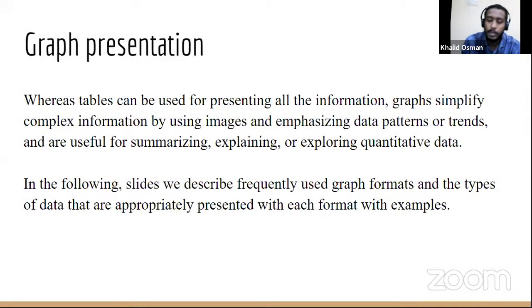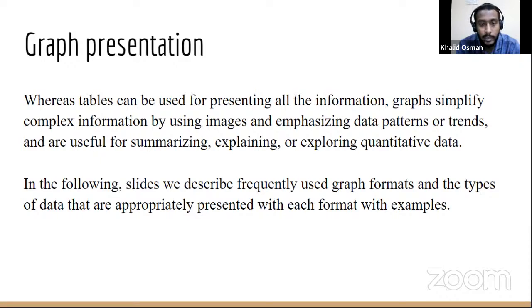The important thing that I'm going to talk about is the graph presentations. Whereas tables can be used for presenting all the information, graphs simplify complex information by using images and emphasizing data patterns or trends, and are useful for summarizing, explaining, or exploring quantitative data.